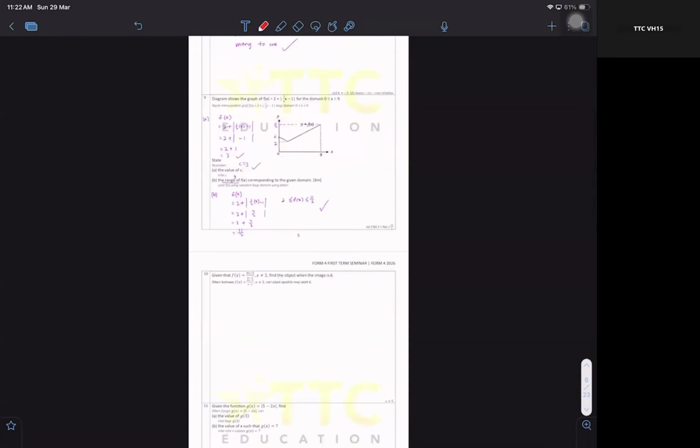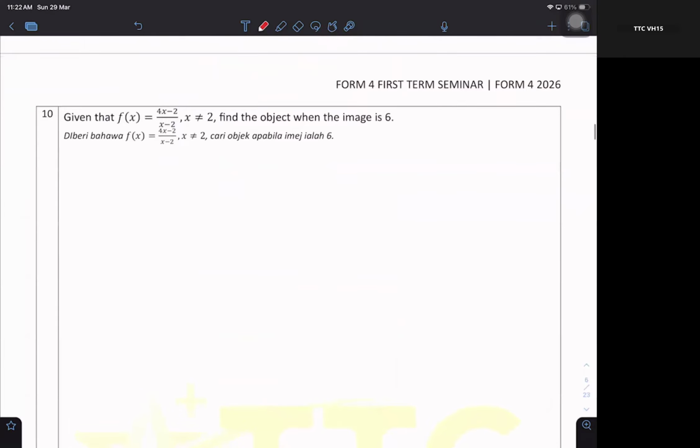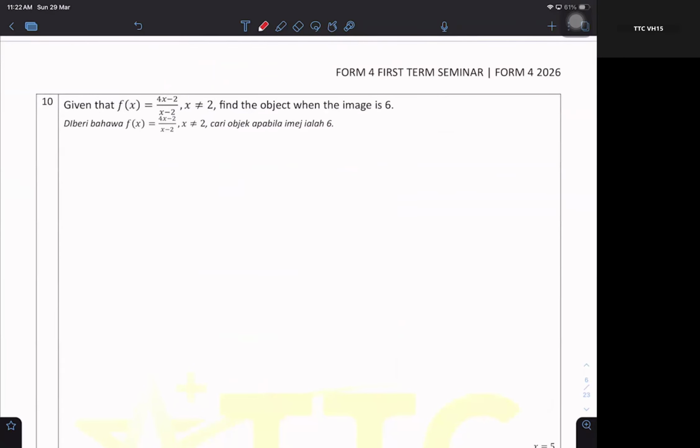Oh, finally we have calculation. We have this kind of calculation question, like number 10, given f(x) equals to this function. Find the object when the image is 6. Do you still remember what is object, what is image?